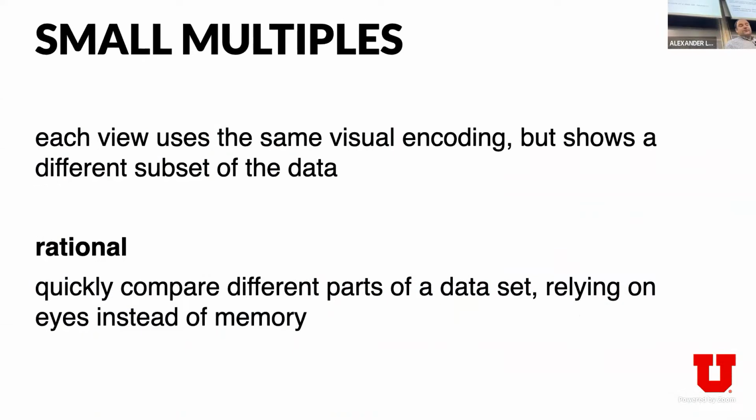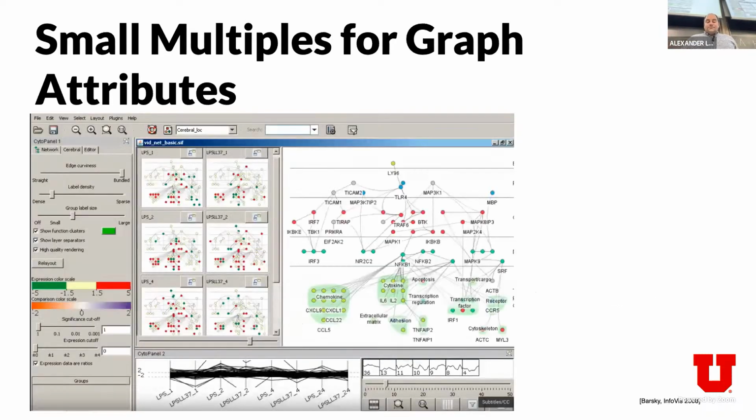One super important thing is small multiples, where we use each view with the same visual encoding, but show different subsets of the data. So for example, in a temporal data set, we could show in one view 2020, one view 2021, one view 2022, right? And show the same data, and then we can easily compare between the years here. So the rationale is quickly comparing different parts of a data set, relying on eyes instead of memory. And so here's an example of that.